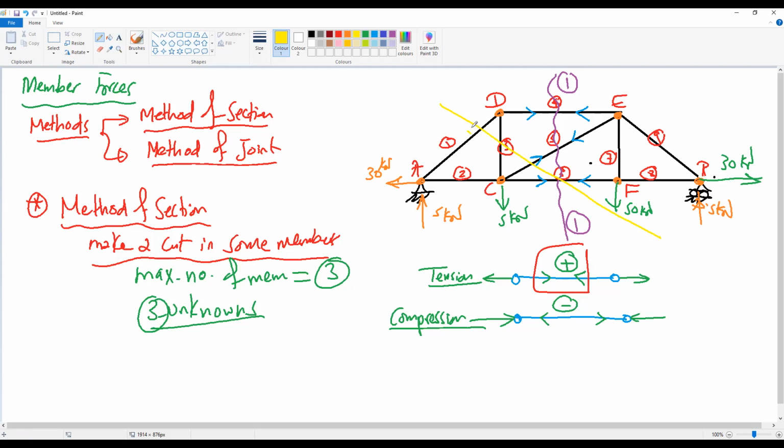Member AD is number 1. Member CD is number 2. Member CE is number 3. And member CF is number 4. So this yellow cut is not accepted, because if you try to solve this cut, you will have 4 unknowns and you cannot get any forces from this cut. Okay, so the maximum number of members you can cut into is 3.